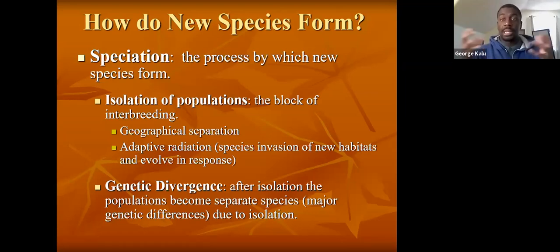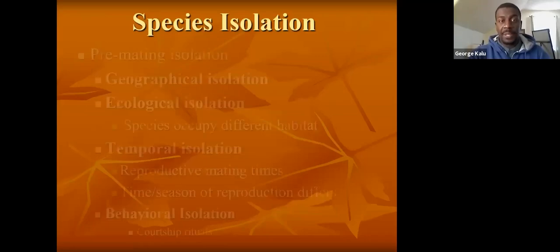Basically, you just block the interbreeding process between two populations, and you block them for a long enough period of time that they eventually diverge and become their own individual species. And then we end up with genetic divergence, where, after they've been isolated for so long, they eventually become their own species, just due to a long period of isolation. And they develop different genetic traits.